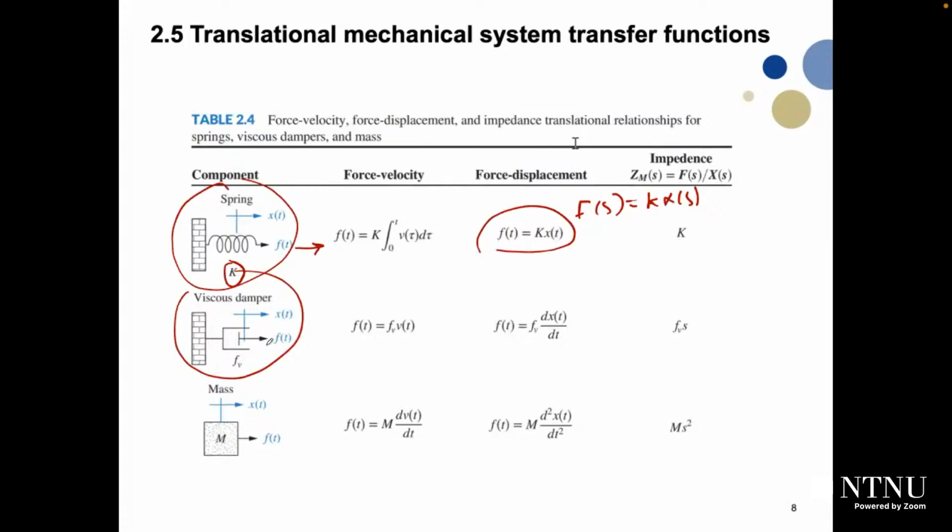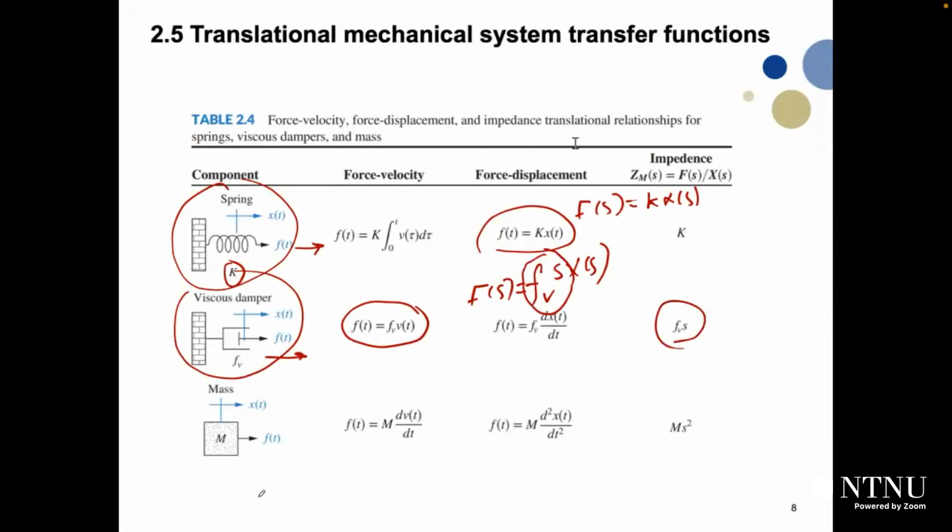If you try to drag the damper to the right, it will generate a force to resist you. This force will be proportional to the speed, so it equals FV multiplied by the speed. And the speed, in fact, is dx by dt, the rate of change of distance. If you want to write it in S domain, it will be F of S equal FV multiplied by S X of S. So in this case, the impedance of that part is FV multiplied by S.